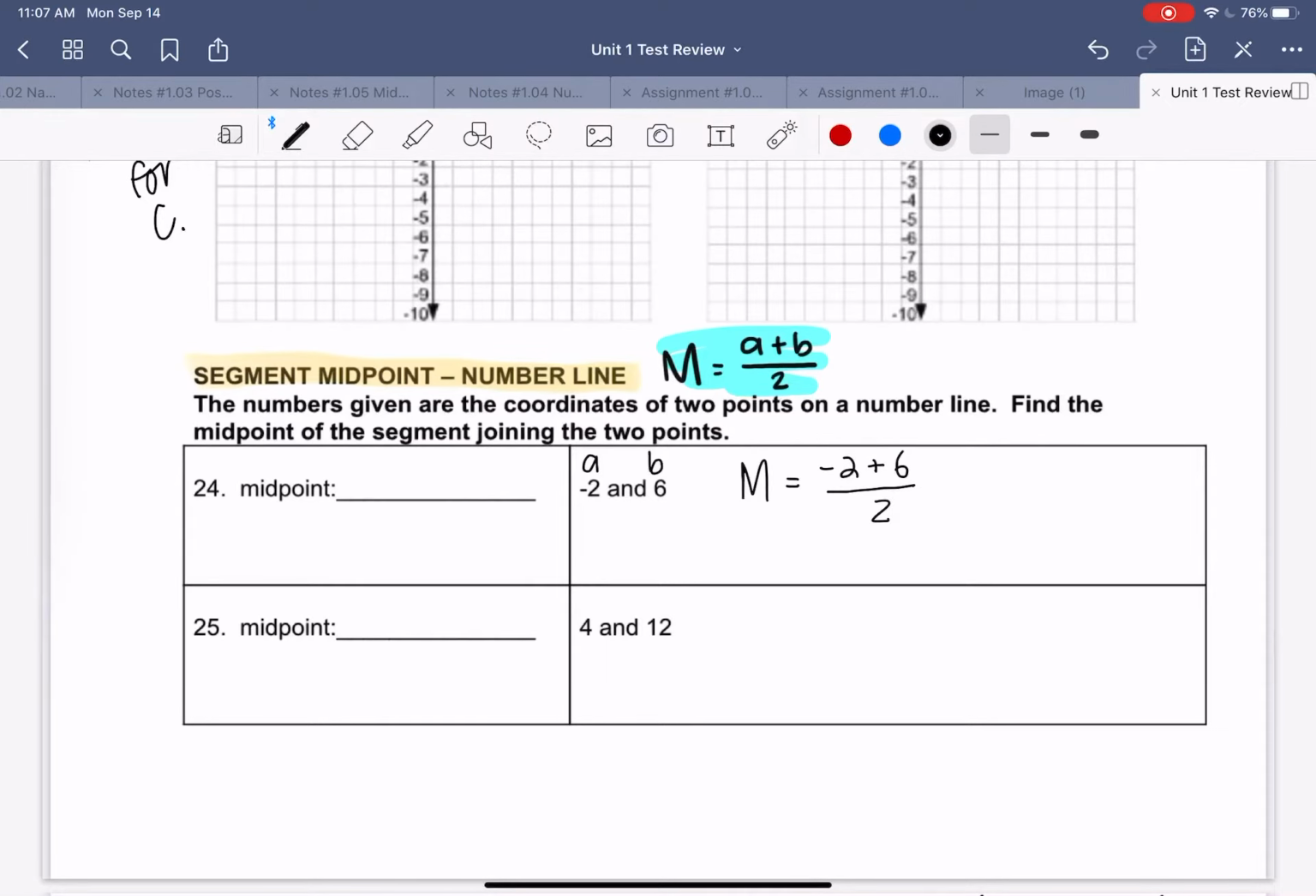You must solve the top first. Okay, so the top ends up being 4, -2 plus 6 equals 4 divided by 2. And now you can divide by 2, which 4 divided by 2 is 2, so your midpoint is 2.